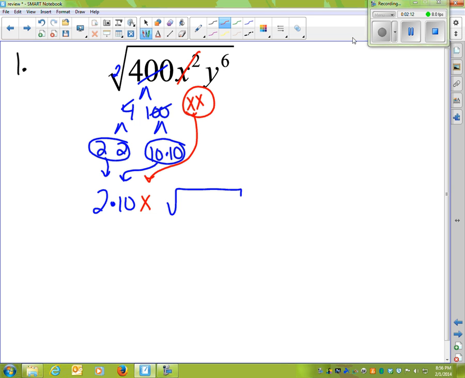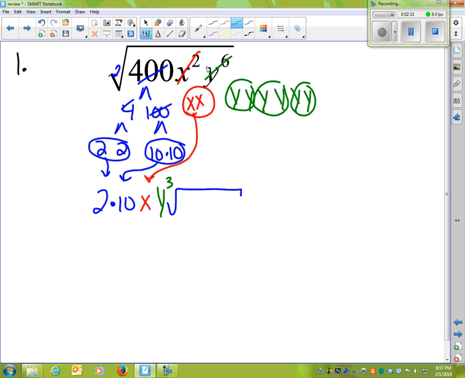Y to the 6th, that's 6 y's. I'm going to circle the pairs. I have 1, 2, 3 pairs. So I'm going to take out a y cubed because I have 3 different pairs.